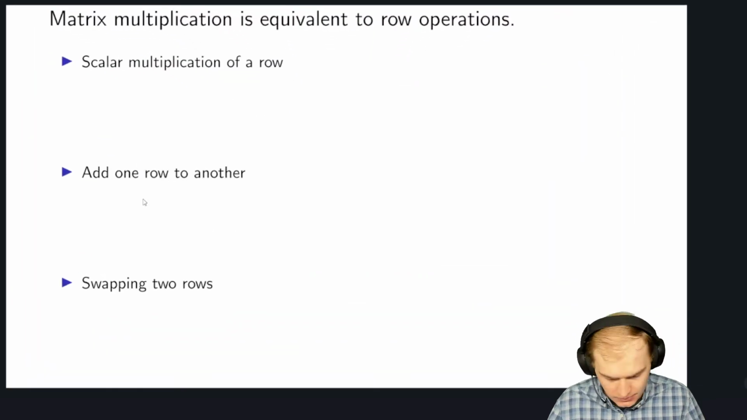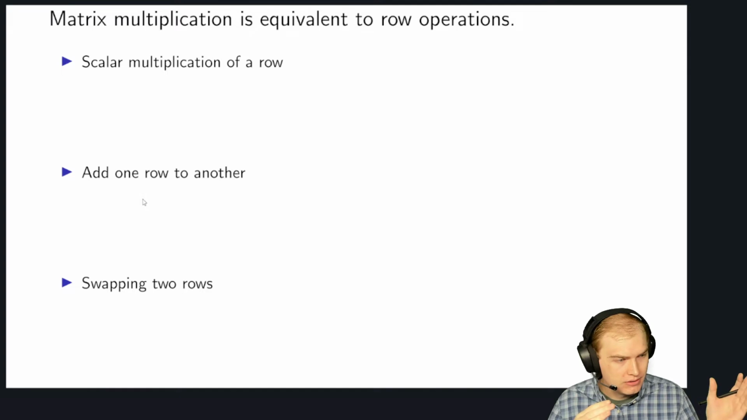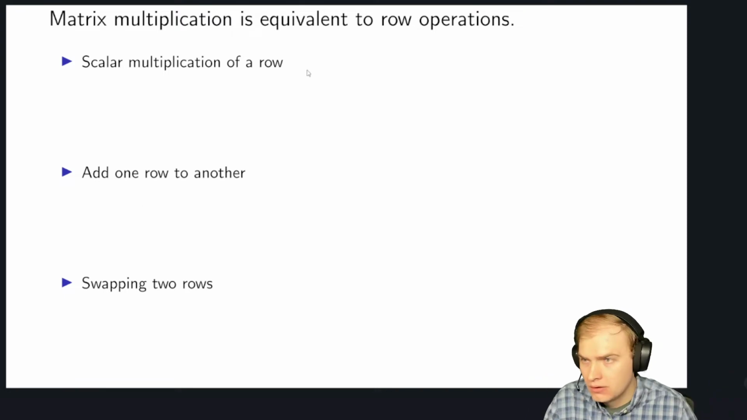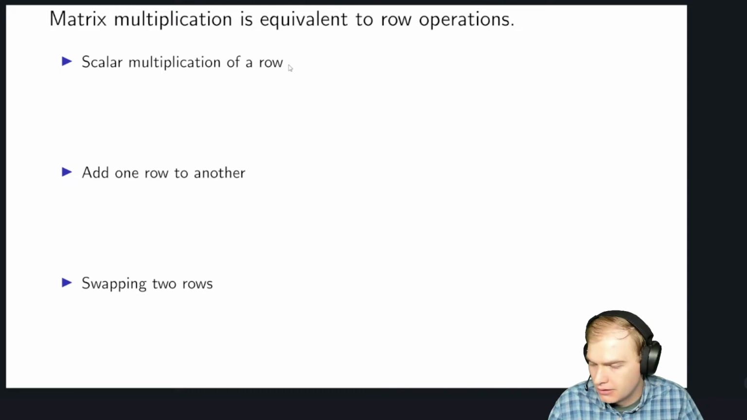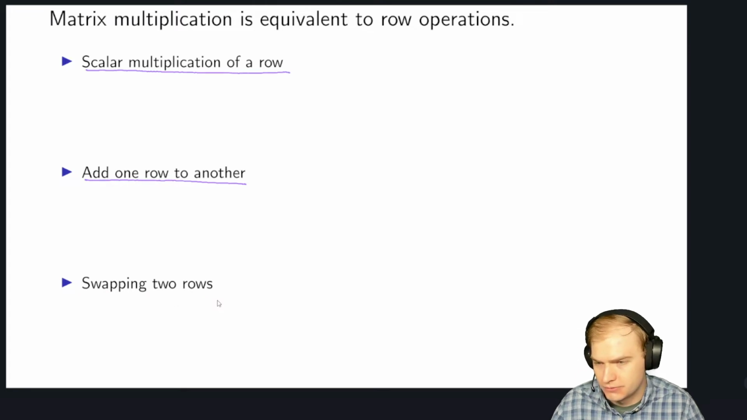The first thing we need to recognize is that matrix multiplication and row operations are actually equivalent things. Remember, there are 3 row operations that we can do in row reduction, Gauss-Jordan elimination. We can take a scalar multiple of a row, we can add one row to another, or we can swap 2 rows.